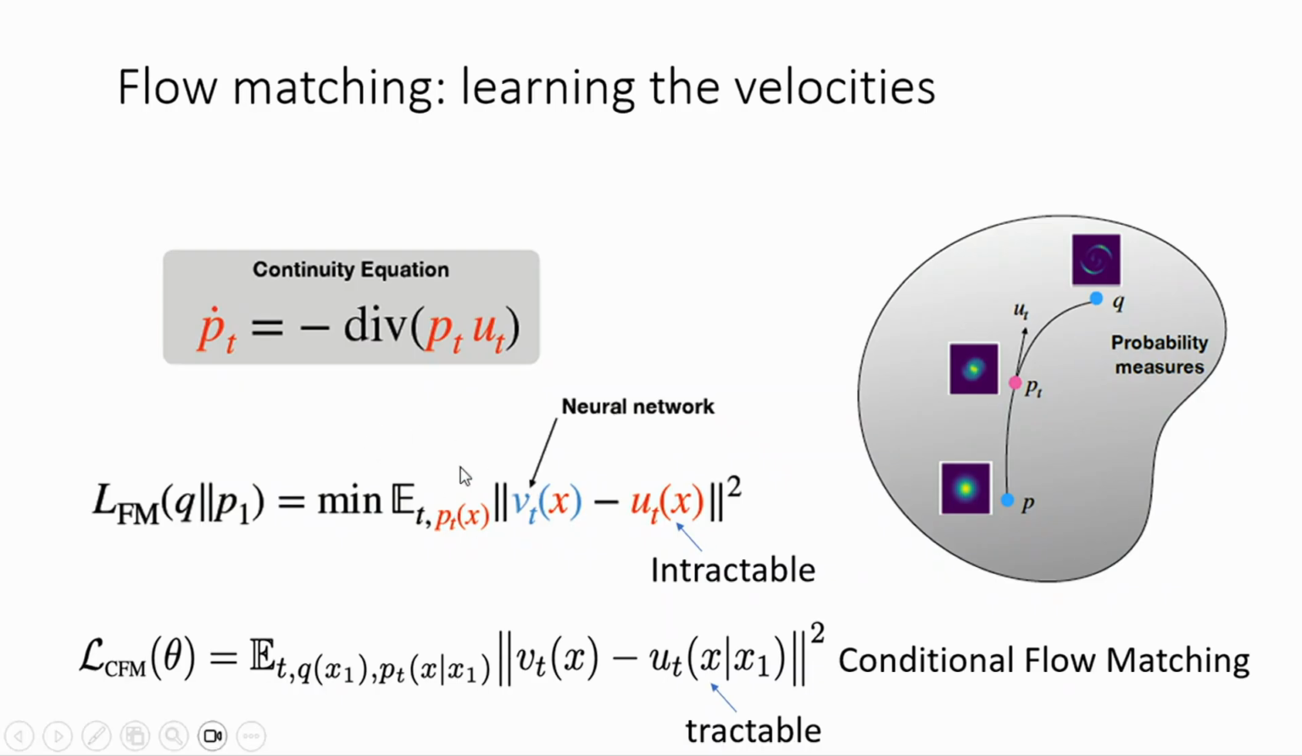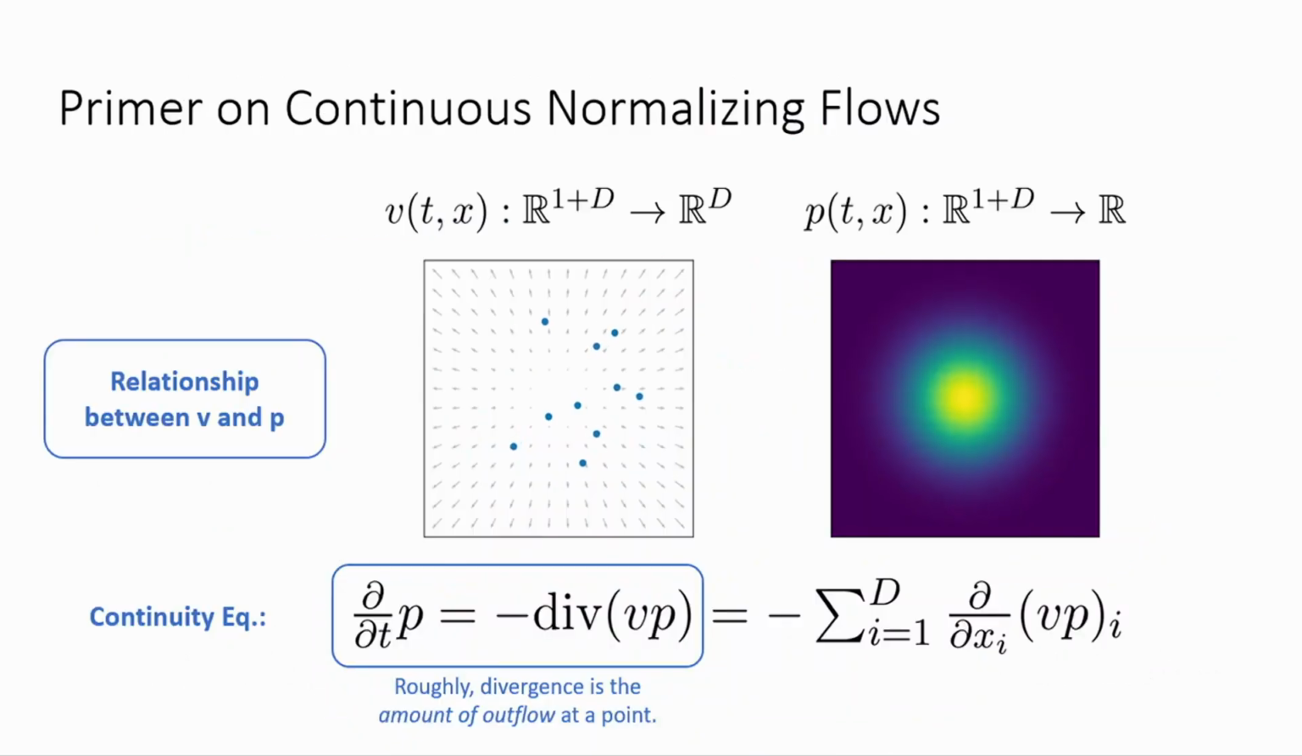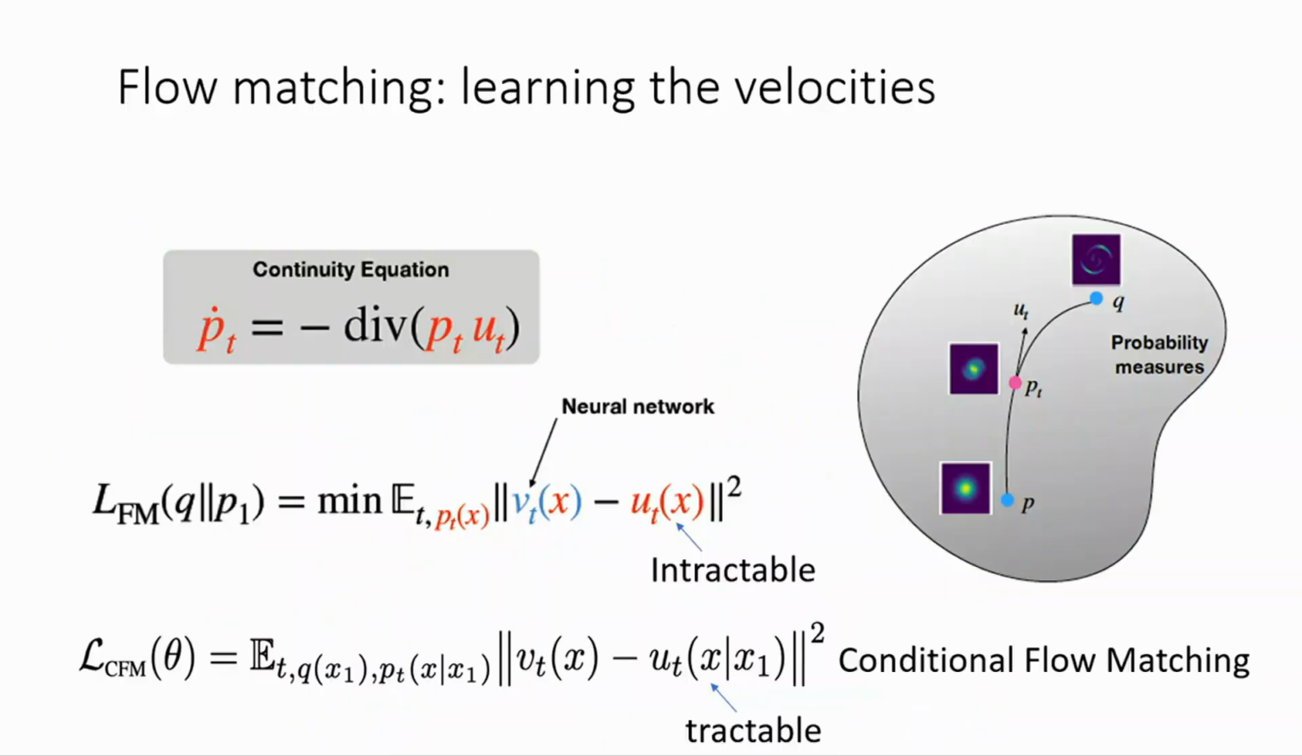So instead of maximizing the likelihood and solving that ODE likelihood, we directly say, if I can match the vector field for all points at all time, I basically have the ODE that is able to generate the probability that I want, as if I follow the continuous normalizing flow that is defined by this continuity equation and the corresponding vector field.